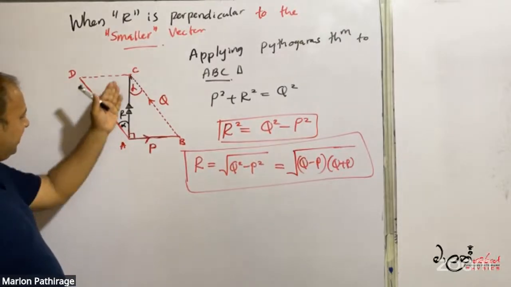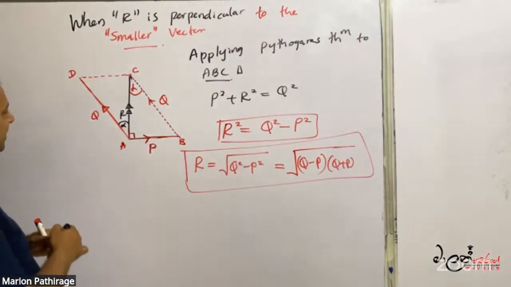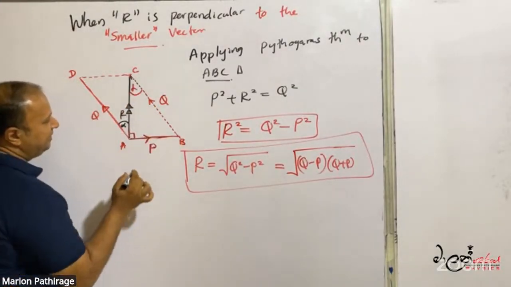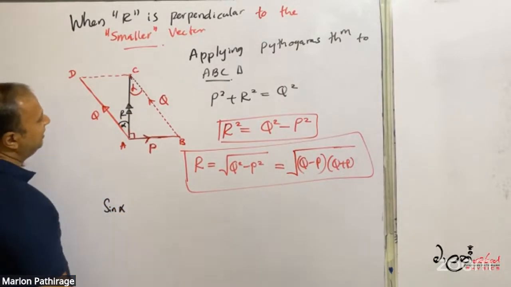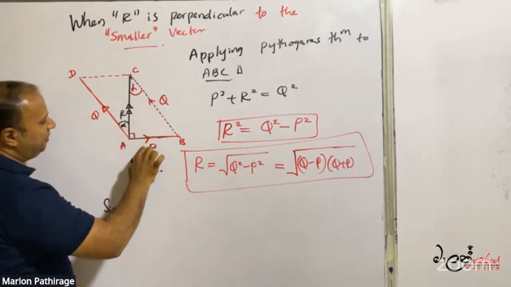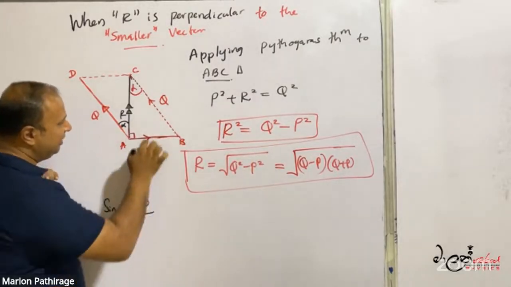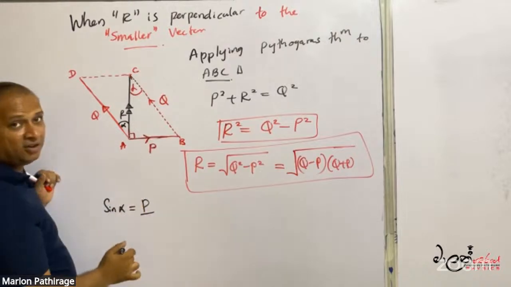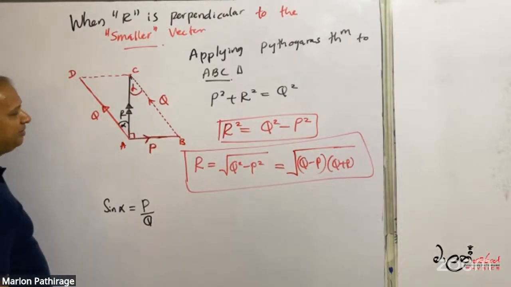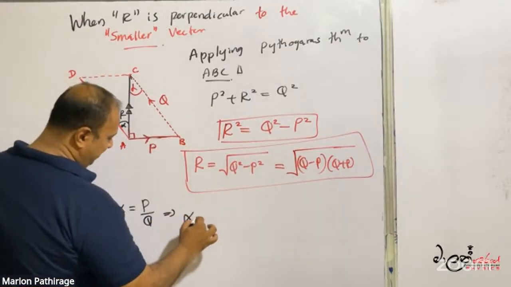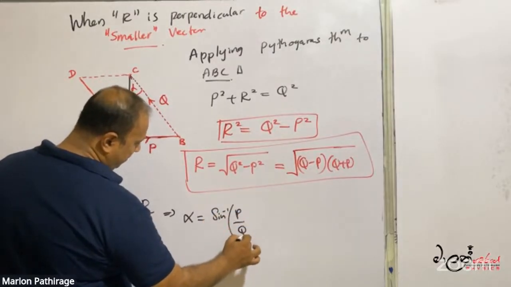Then, not only that, you can also determine the alpha value. It is very easy to determine alpha value. Sin alpha is equal to P over Q, opposite side over the hypotenuse. From that, you can determine alpha. Alpha is equal to sin inverse P over Q.